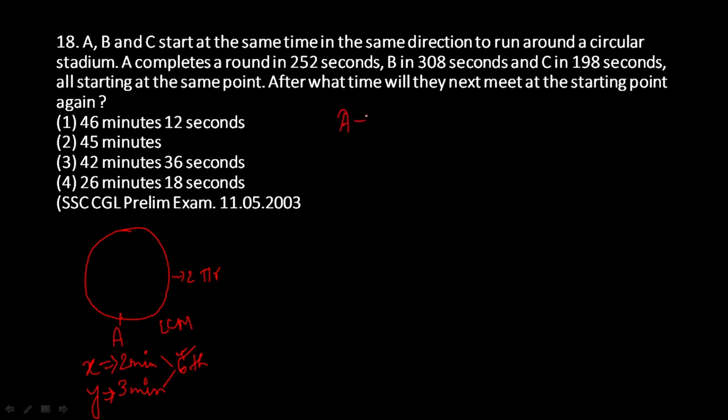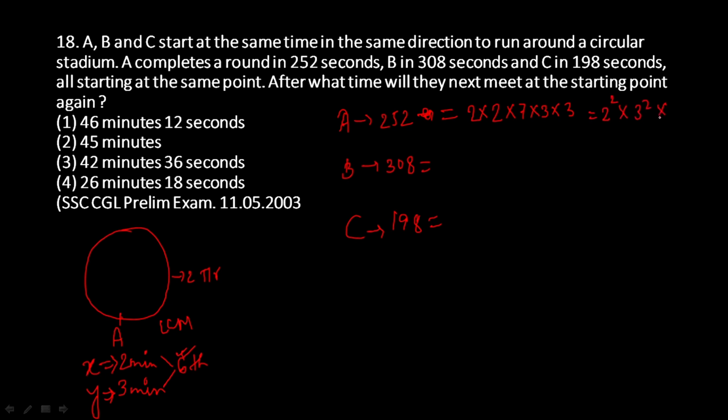A completes in 252 seconds, B completes in 308 seconds and C in 198 seconds, right? So what have we discussed earlier in previous chapters, how do we calculate the LCM? We take the maximum value of its factors. So 252 is 2 into 2 into 2, 4, 4, 7, 14, 14, 9, so there will be 2, 3 again. We can write it as 2 square into 3 square into 7, right?